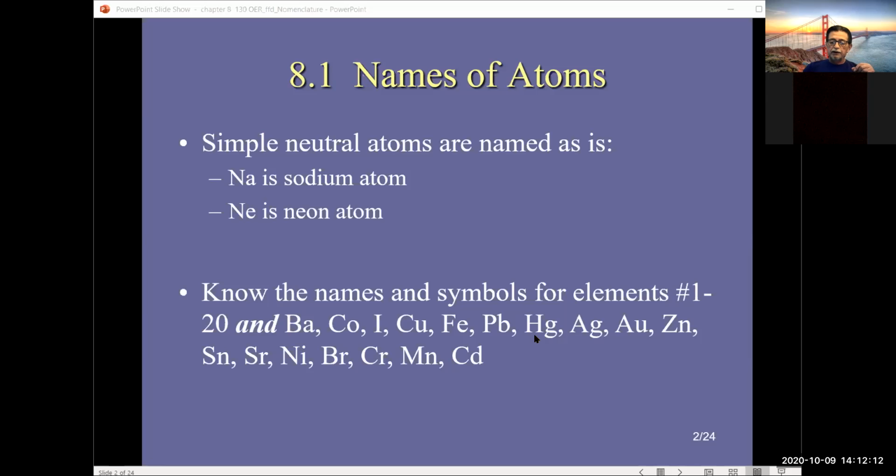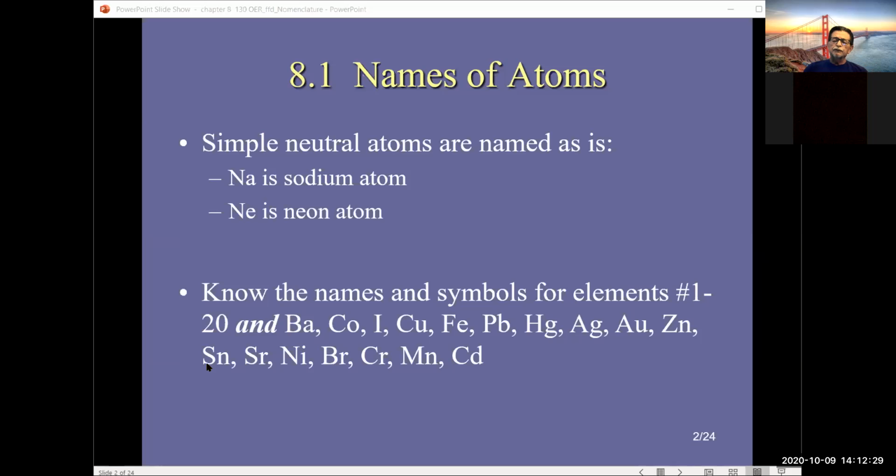Hg is mercury, and Ag is silver. Au is gold. That gets confused. People could get too confused, Ag and Au. Au is gold. Zn is zinc.